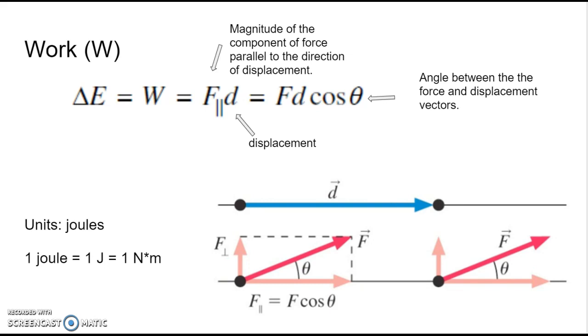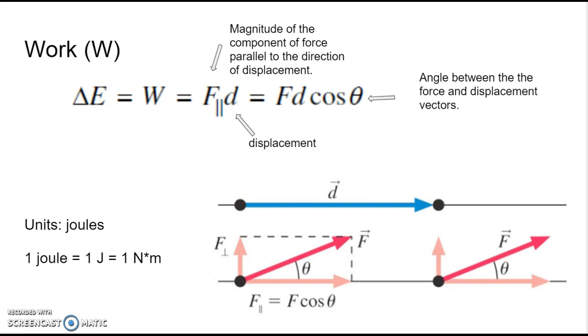We can also write our formula as the force we're analyzing, the force that's doing the work, times the displacement, multiplied by the cosine of the angle in between my force vector and my displacement vector. We'll work through a couple of examples to show and emphasize how this formula works.